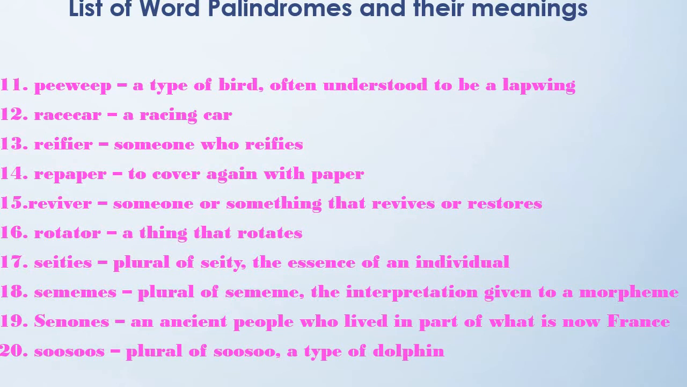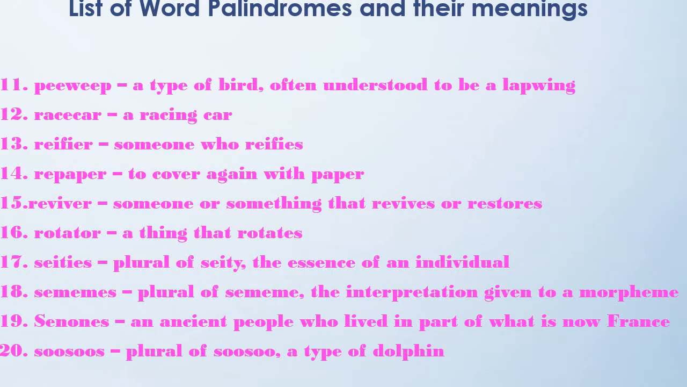Race car is a racing car. Repaper is to cover again with paper. Reviver is someone or something that revives or restores. Rotator is a thing that rotates. Seites is the plural of seiti, the essence of an individual. Semines is the plural of semine, the interpretation given to a morpheme.